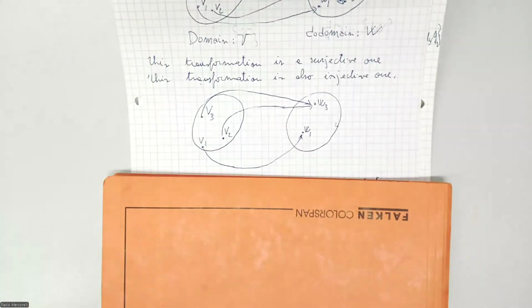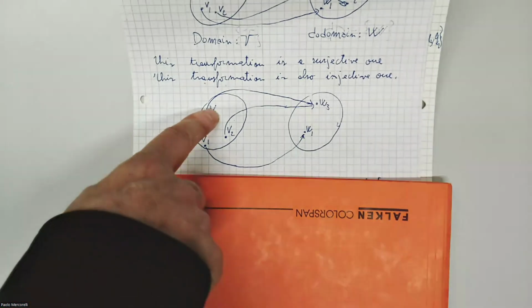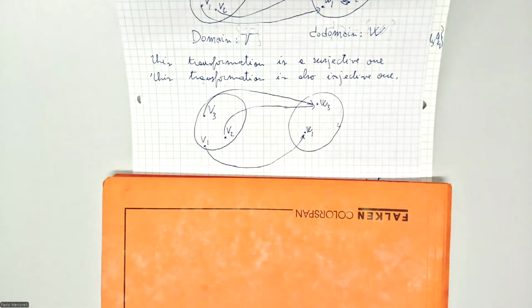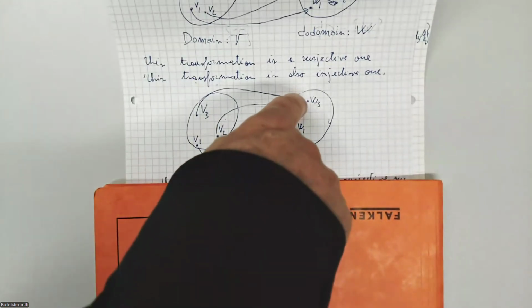Question: is this transformation, first of all, a function? Loud, loud. Is it a function? Do you believe this is a function? It's a function, no? Because we have just one element in the codomain corresponding to each component of the domain. Each component. Please attention. Each, 1, 2, 3. We have just one.